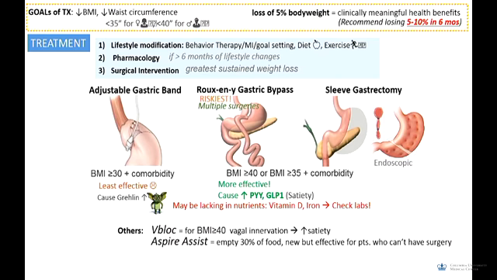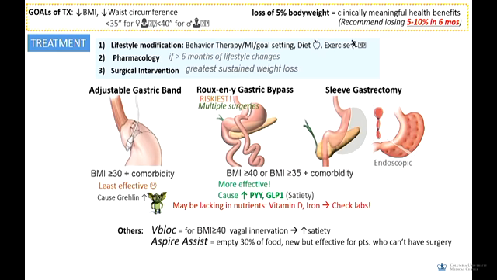The Roux-en-Y gastric bypass is the riskiest surgery. It actually requires multiple surgeries to reroute the intestine to connect to the stomach. It's indicated for BMI greater than 40 or BMI greater than 35 with a comorbidity. It is more effective and it causes an increase in PYY and GLP and does not cause that increase in ghrelin that the gastric band does.